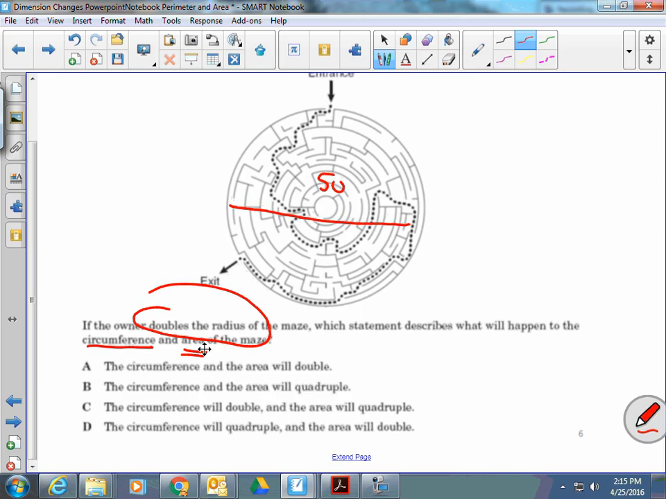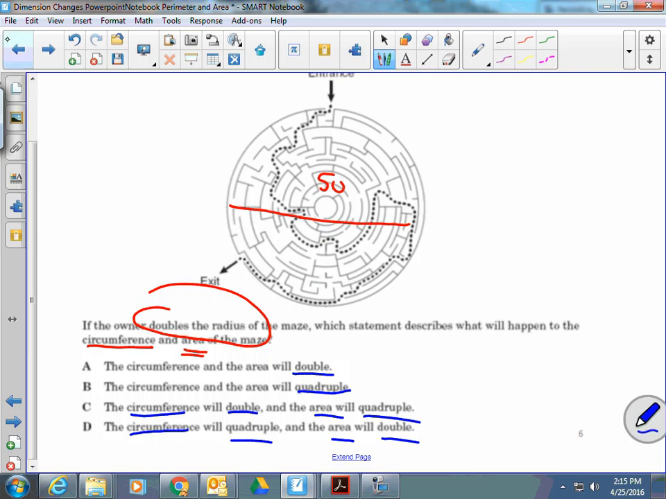I'm going to read through the choices. I don't want you to answer it, I just want you to listen and see if you can figure out which answer you think is correct. A says that the circumference and the area will double. B says the circumference and the area will quadruple. C says that the circumference will double and the area will quadruple. And D says the circumference will quadruple and the area will double.